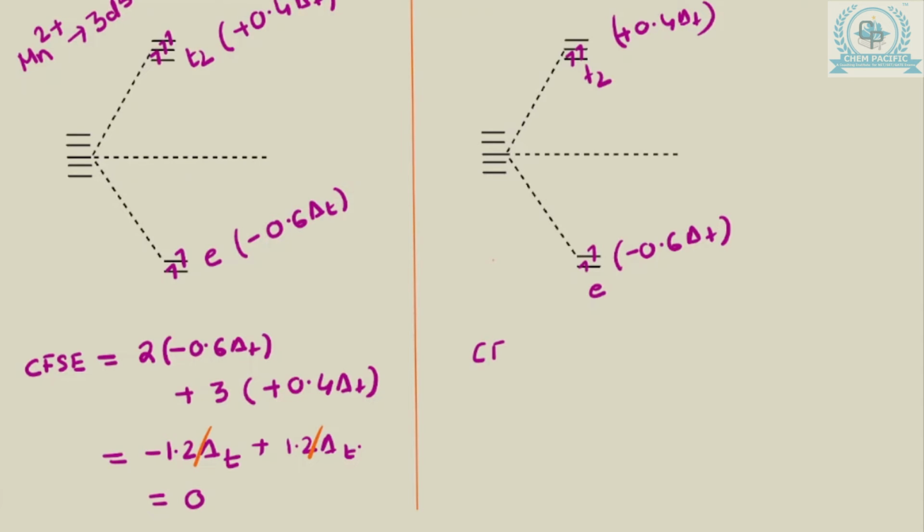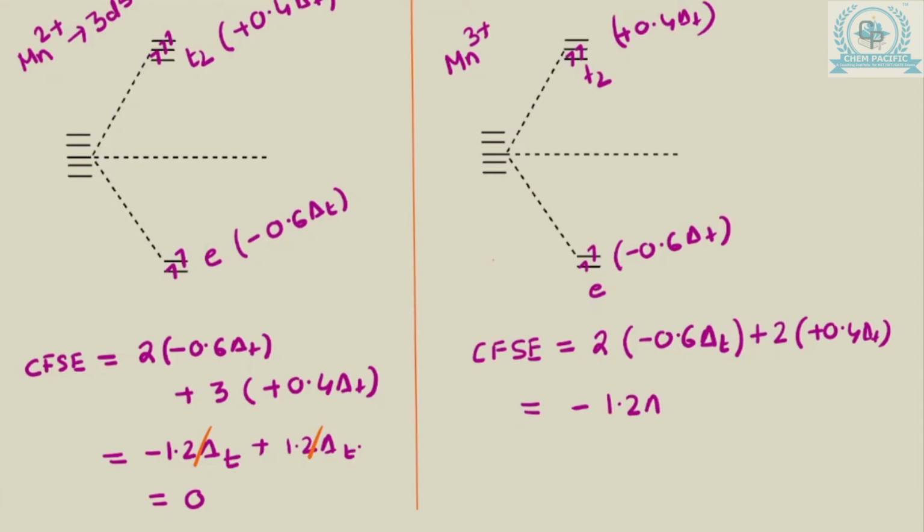तो नेक्स्ट जो है अभी हम Mn3+, which is having d4 electronic configuration. Eg is containing 2 electrons with the energy minus 0.6 delta T. Clear? It has to be T because we are considering the tetrahedral field. Plus it is having 2 electrons with energy plus 0.4 delta T. So this is going to be minus 1.2 delta T plus 0.8 delta T. So this will turn out to be minus 0.4 delta T.